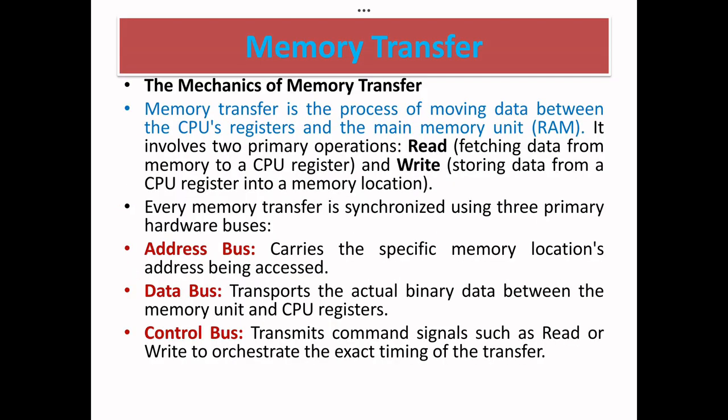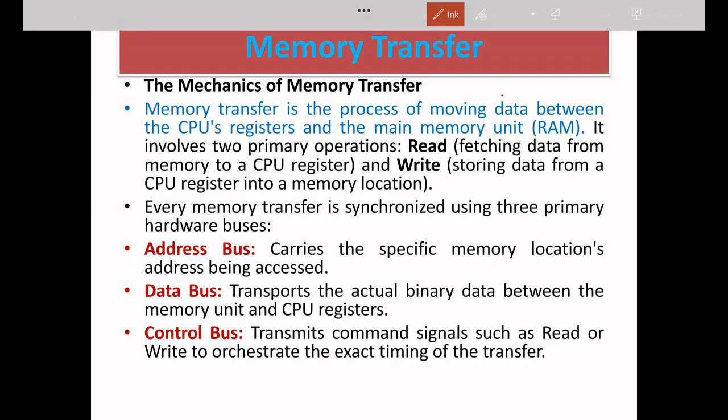Now the next topic, which is very important: memory transfer. What is the meaning of memory transfer? Memory transfer is the process of moving data between CPU registers and main memory. It involves 2 primary operations, read and write. Read means fetching the data from memory into a CPU register. Write means storing data from the CPU register into a main memory location.